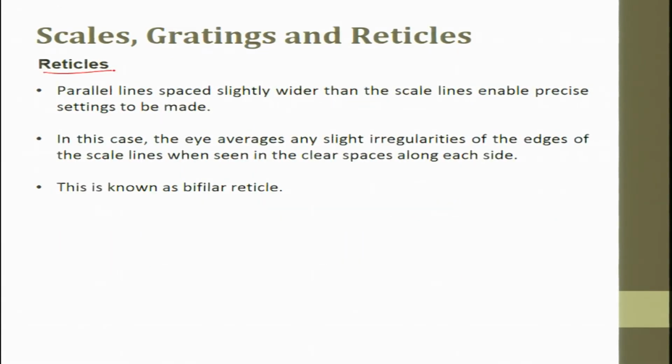Reticles are nothing but parallel lines spaced slightly wider than scale lines, enabling precise settings to be made. In this case, the eye averages any slight irregularities of the edges of a scale line when seen clearly spaced in each. So, they are also known as bifilar reticles. Basically these reticles are used as linear scales for measurements in CNC machines.